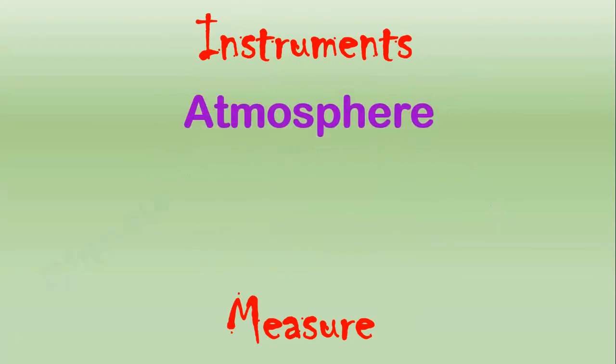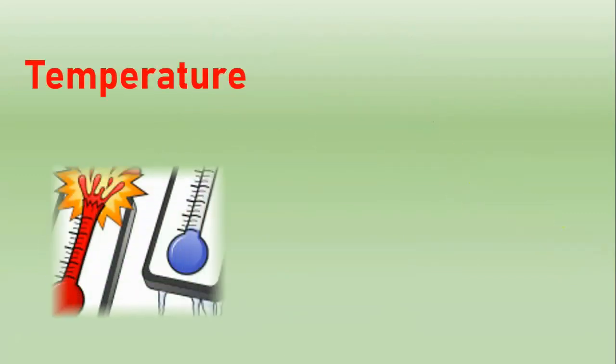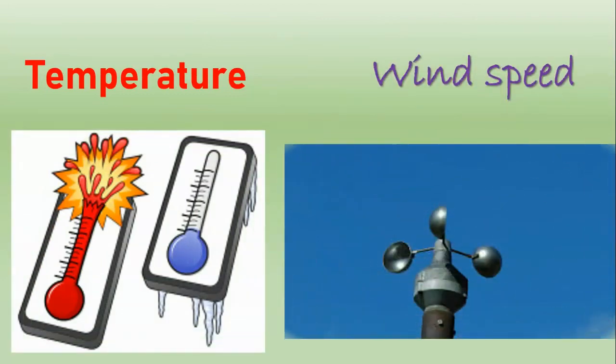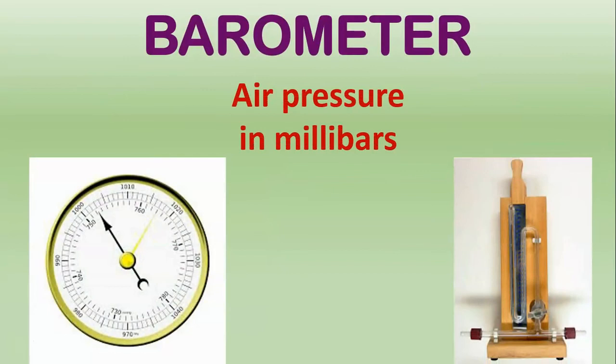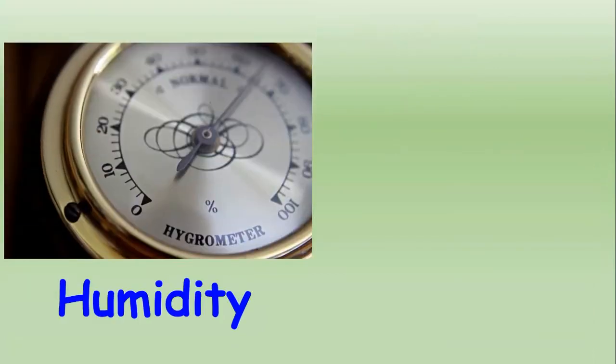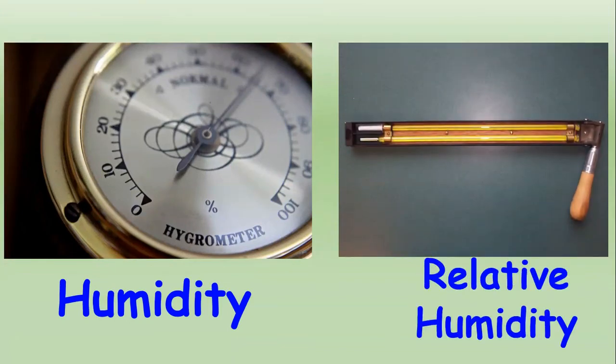Now to match some instruments with all the stuff they measure, whether we're talking atmosphere, climate, or the weather. You know we measure temperature with a thermometer. Did you know we measure wind speed with an anemometer? Barometers measure air pressure in millibars. Aneroid and mercury are the 2 types there are. Regular old humidity we measure with a hygrometer. Relative humidity we measure with a sling psychrometer.